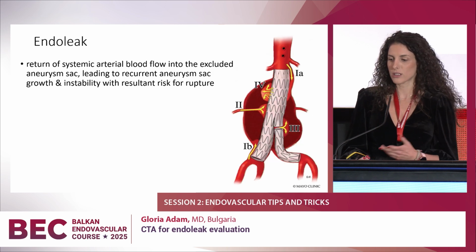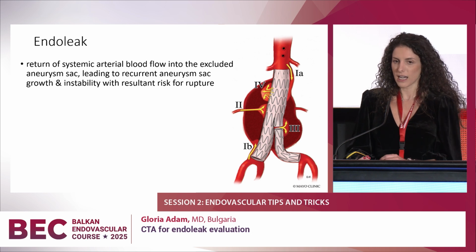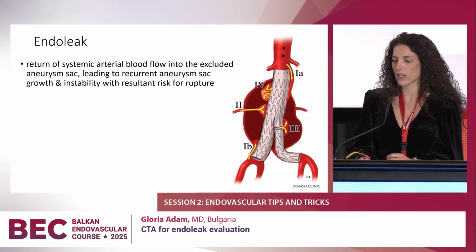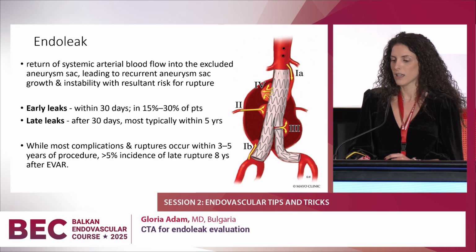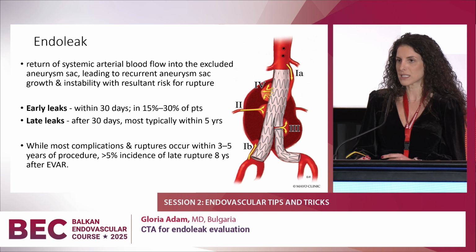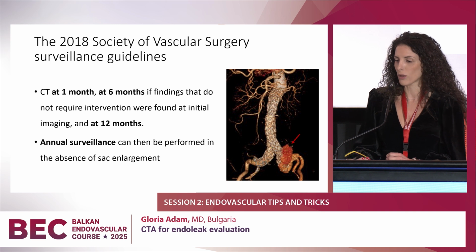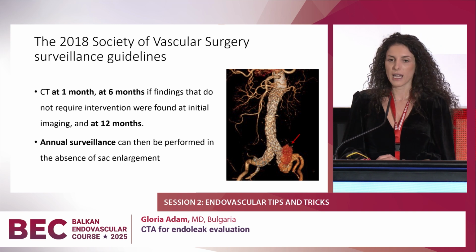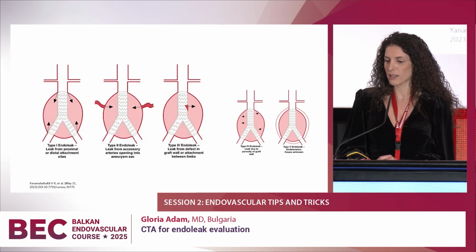Endoleaks, what is endoleak? The return of systemic arterial blood flow into the excluded aneurysm sac, which can lead to enlargement of the sac, more pressure over the wall, and the risk for rupture. There are early leaks and late leaks, early within 30 days and late after 30 days. Most complications happen within the first 3 to 5 years, but there are also cases after the 5th year. That's why there is importance for CT to follow up at 1 month, 6 months, 12 months, and even annual surveillance after EVAR. There are 5 types of endoleaks.